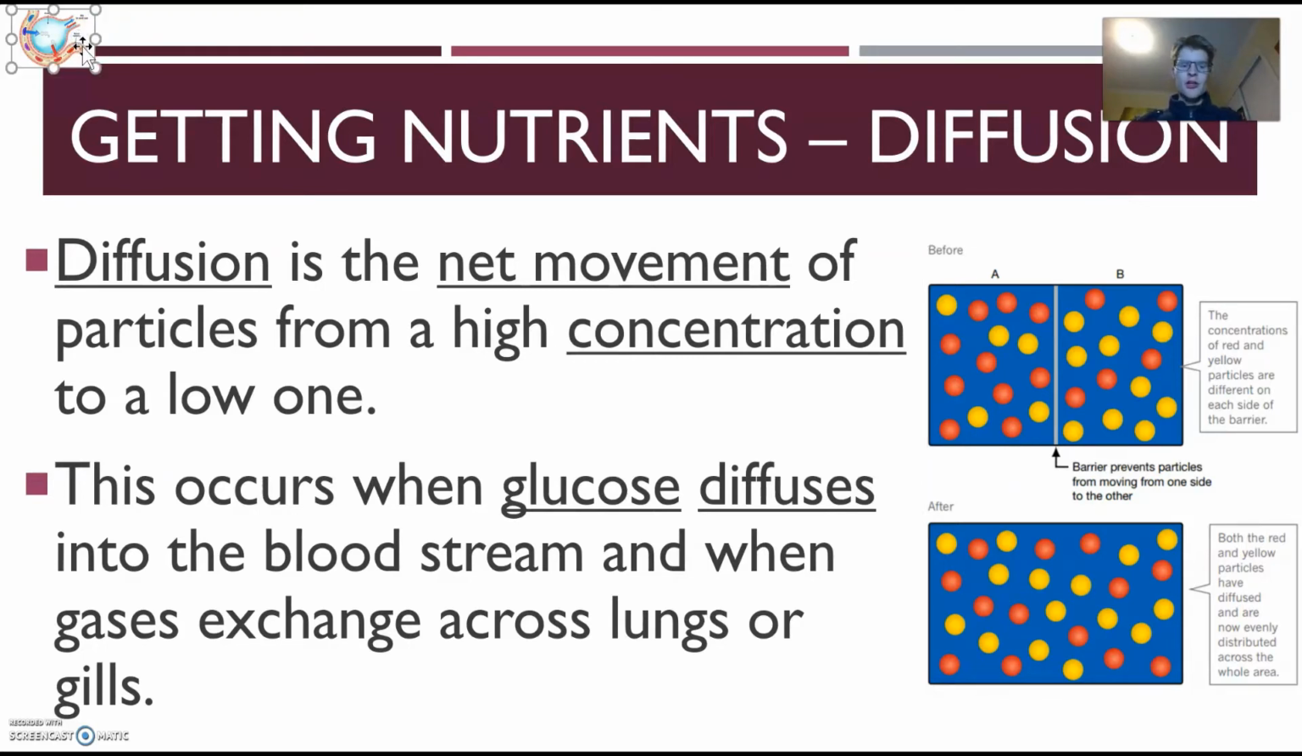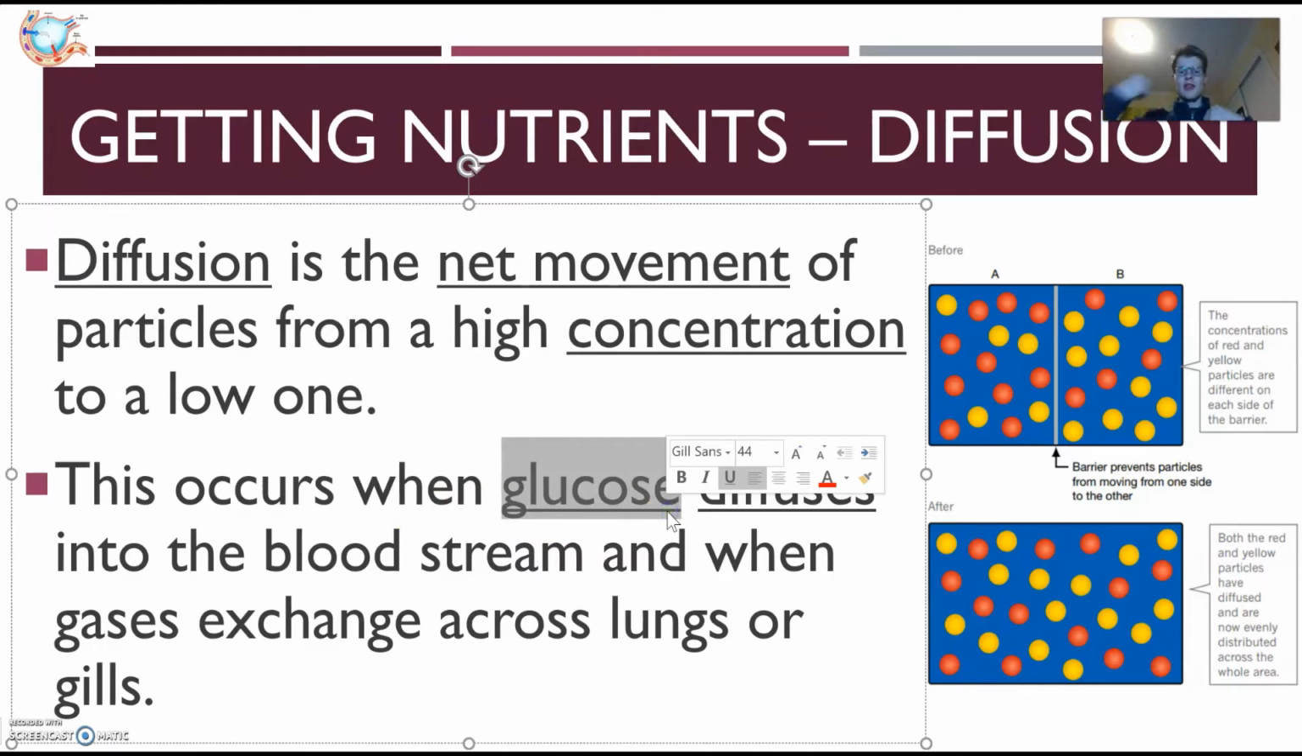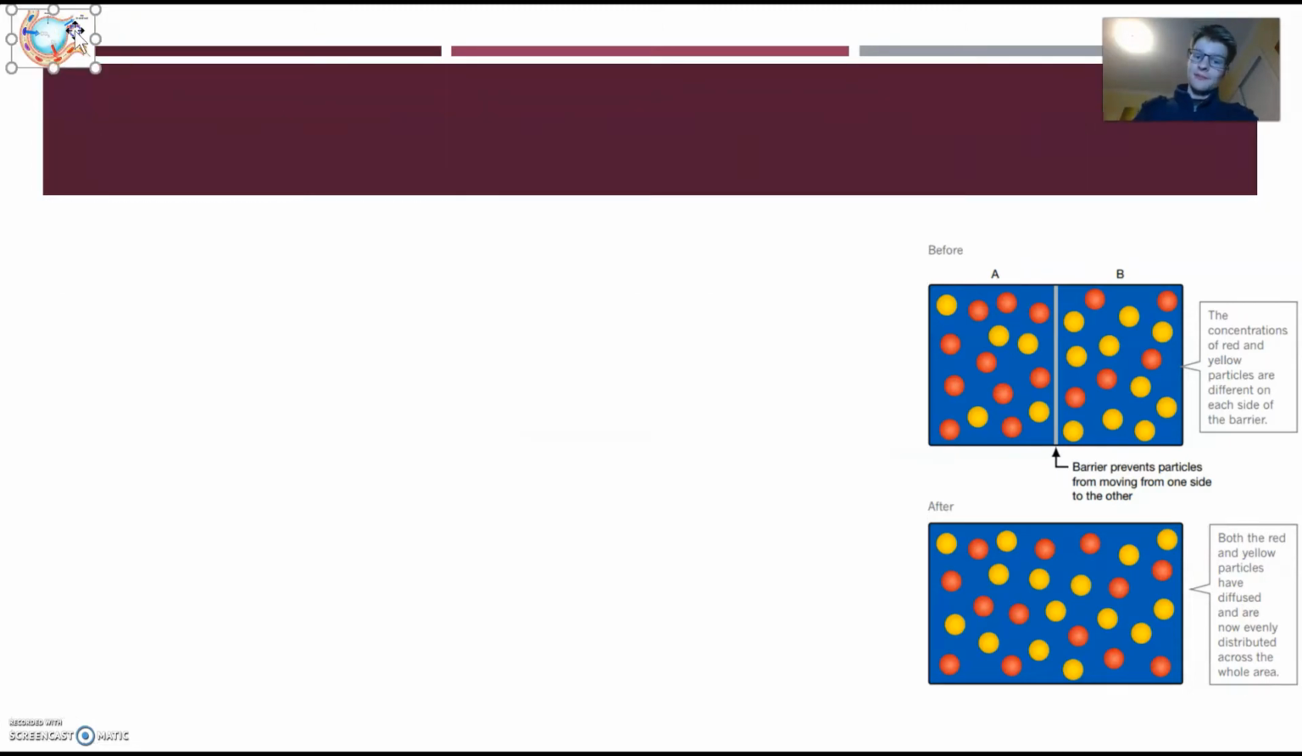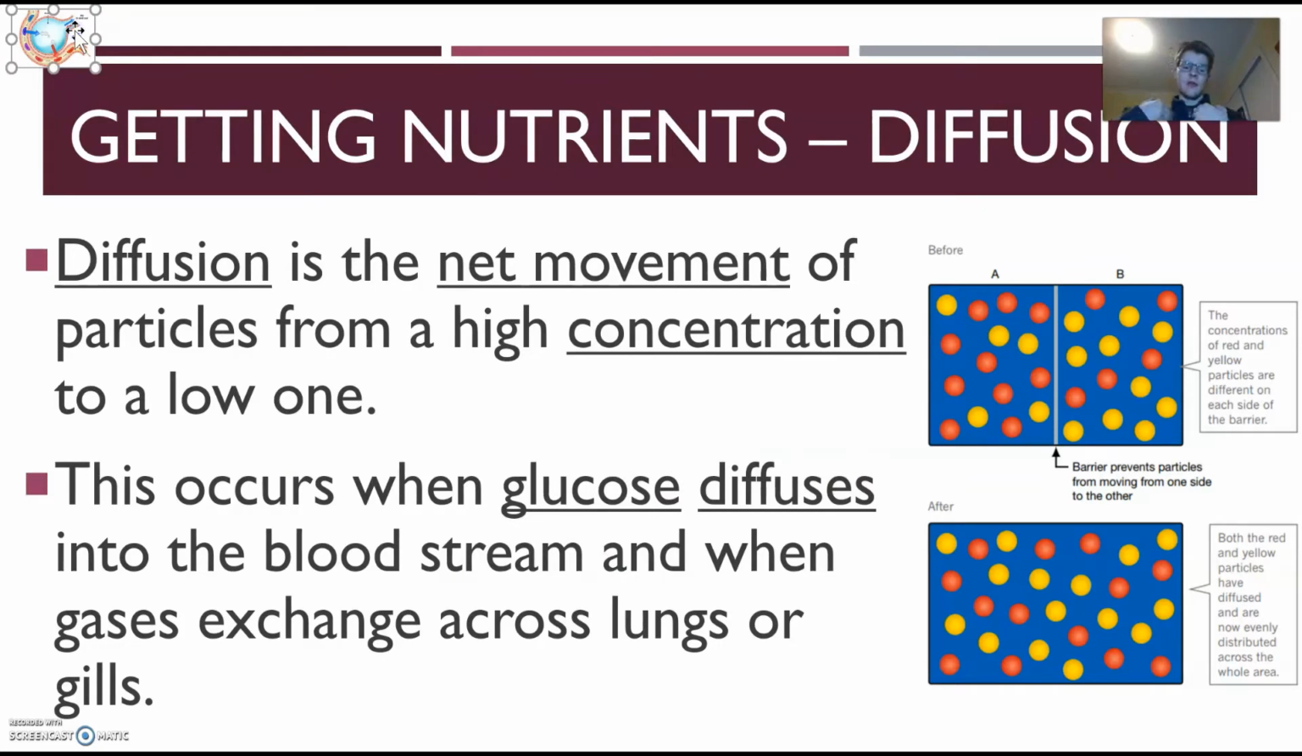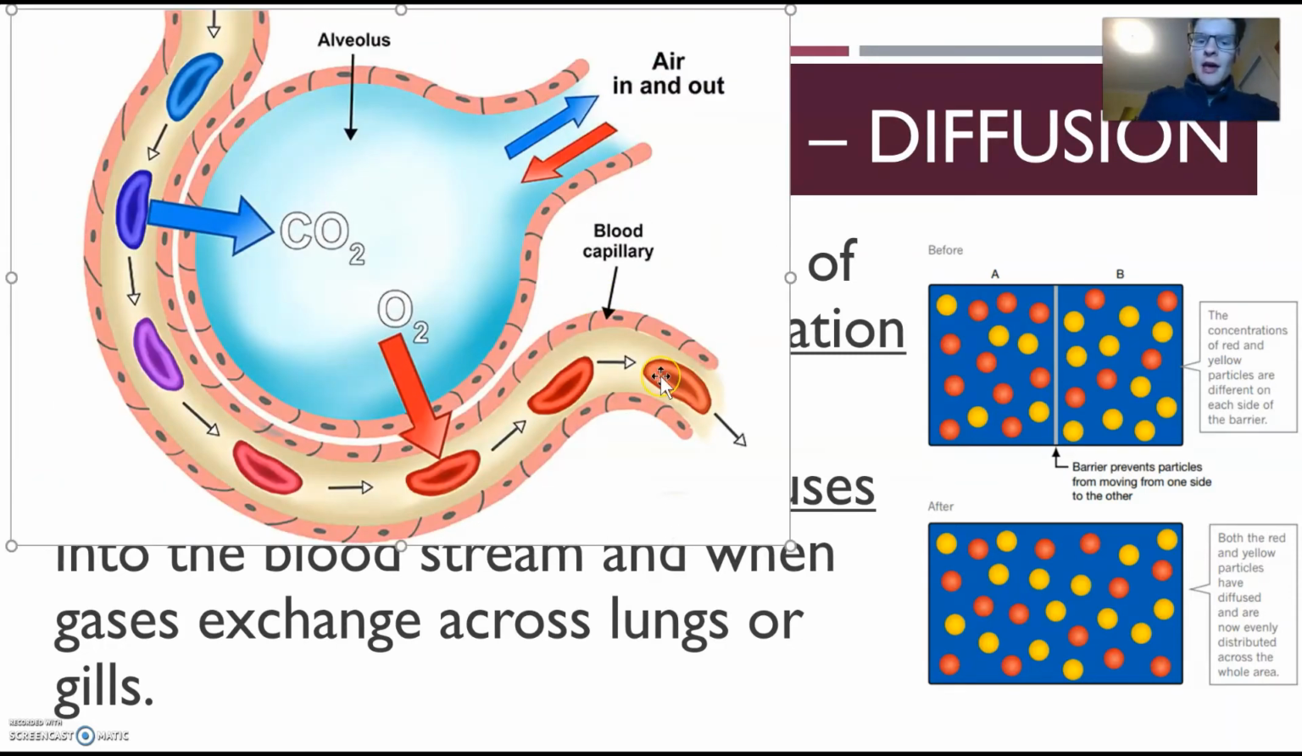So diffusion is the way that we get, say, glucose into the bloodstream, and it's often the way that we see matter passing into cells. I mean, there's a lot of other ways that cells can get matter into them. But diffusion is the main way we see oxygen and carbon dioxide pass through our bloodstream.